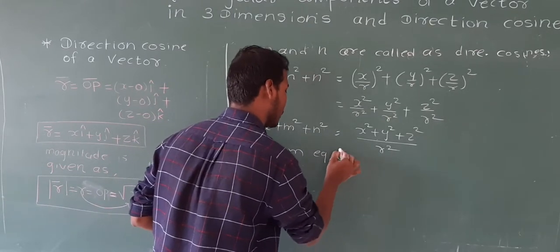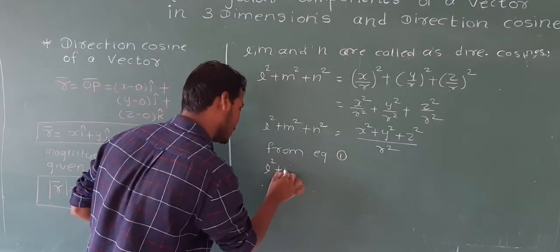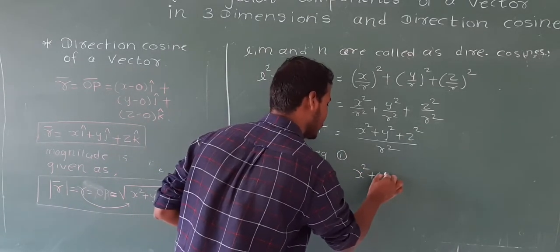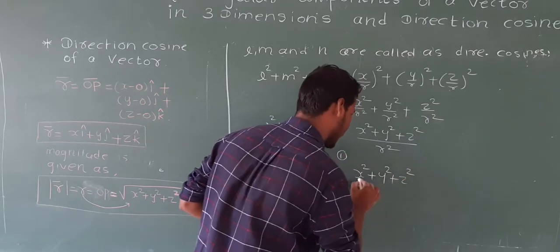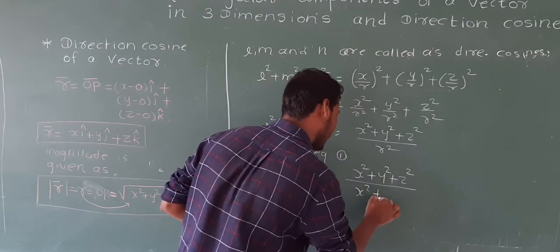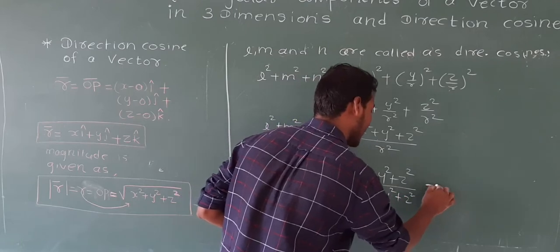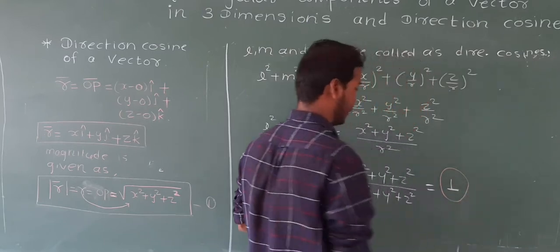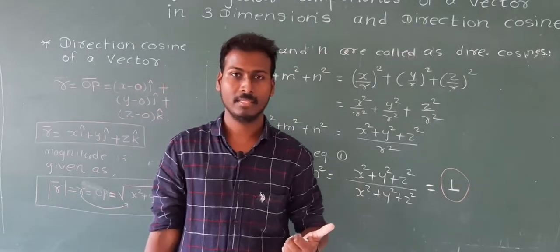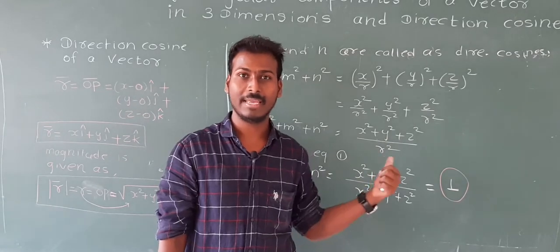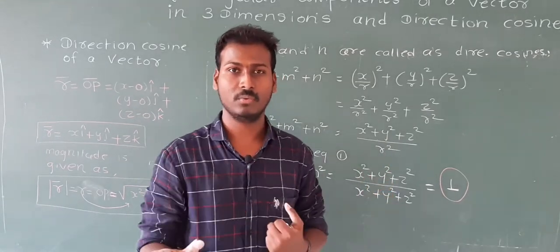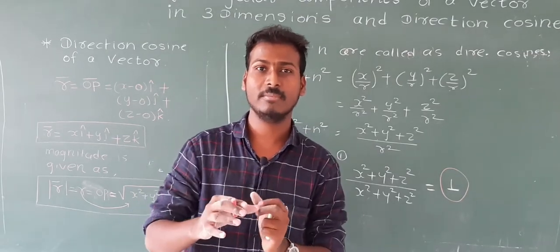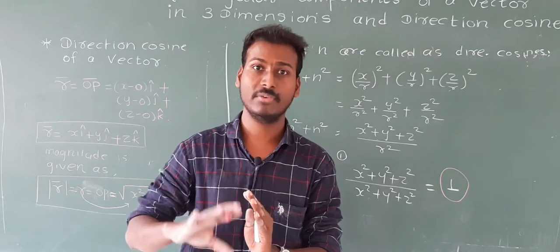So from equation 1, l square plus m square plus n square is equal to x square plus y square plus z square divided by x square plus y square plus z square, that is equal to 1. This is what I want to show you. So what does this whole experiment mean? The final result is, if you square the direction cosines and add them together, where direction cosine means the direction cosine of the given vector.